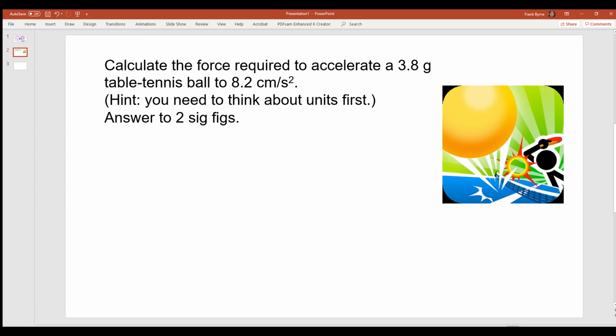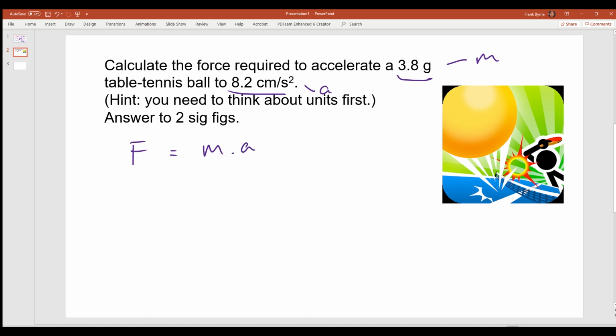Okay, let's go on to another question. This is about accelerating a ping pong ball, a table tennis ball. Calculate the force required to accelerate 3.8 grams at 8.2 centimeters per second squared. Hint, you need to think about units first. Answer to 2 sig figs. Well, what we've got here, I've got m and I've also got a. F equals ma looks like it's going to be the answer.